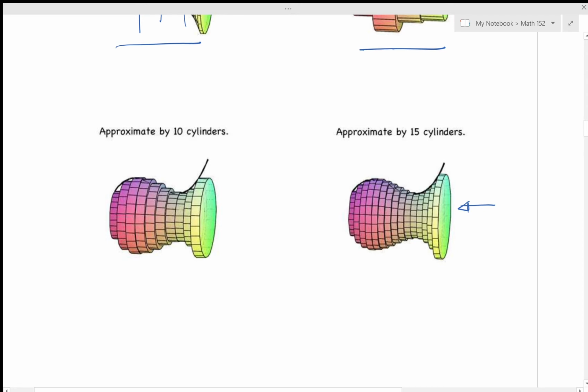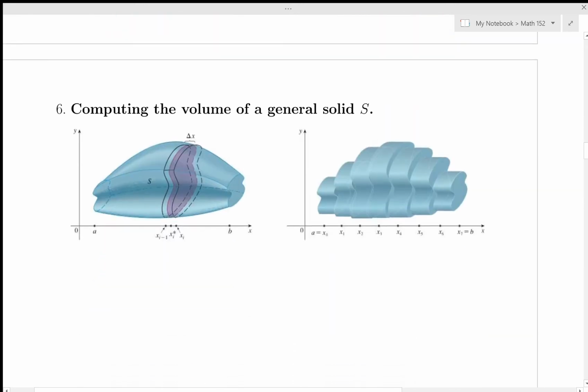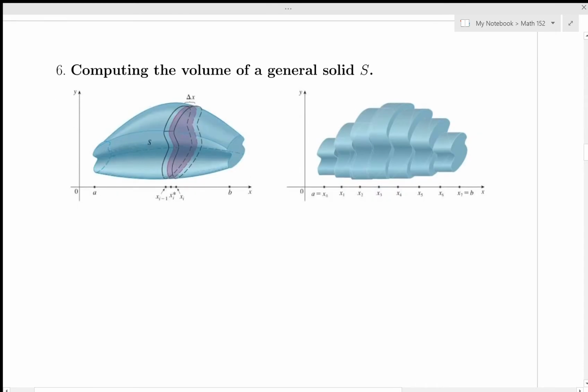Okay, so we can do that in general. Here's a picture. We have a solid S, which we're trying to calculate the volume of, and we imagine the ith cylinder sitting in there. We take the base of that cylinder and multiply by the height of that cylinder, and then we let the number of cylinders become infinite. So let's look at just one cylinder.